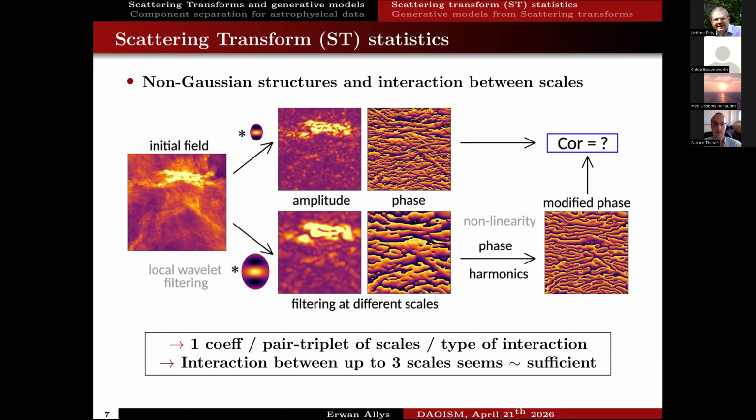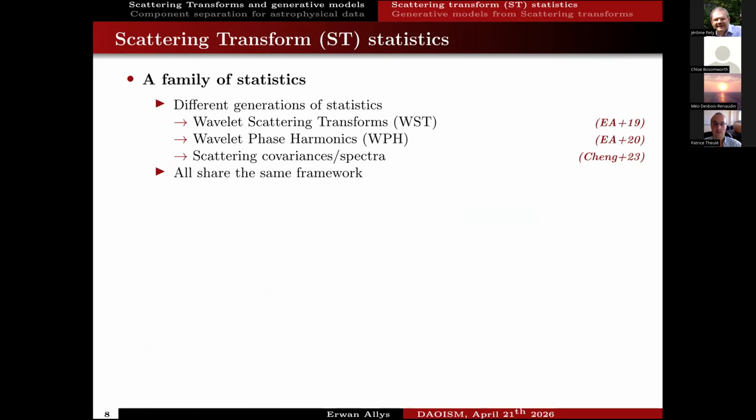Okay, that's the broad concept beyond the scattering transform. I don't want to enter into the details, but each of these covariances gives you one complex number, and you compute the interaction between different pairs or even triplets of scales, and you have a vector of numbers which characterizes this information, and it's your vector of statistics. Okay?